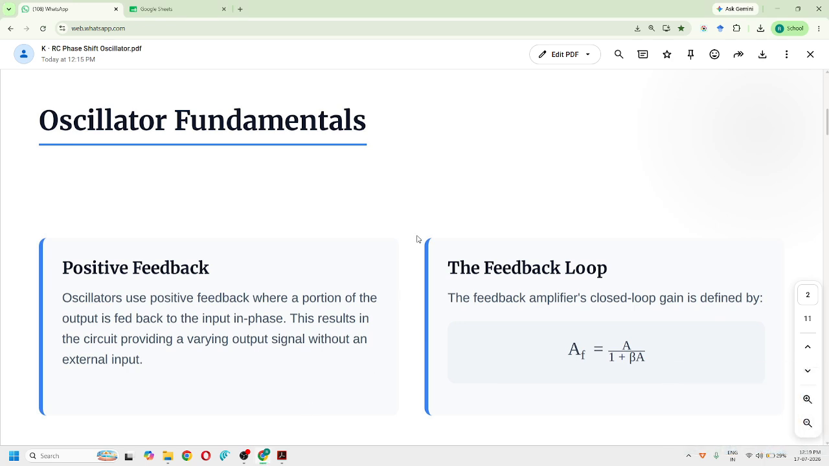So, oscillator fundamentals. Oscillators are basically positive feedback amplifiers, where the feedback signal is added to the existing signal, and the feedback loop gain formula is AF equal to A by 1 plus beta A. Here the denominator has 1 plus beta A, where beta is the feedback factor and A is the gain of an amplifier. So definitely the output gain is going to be increased.